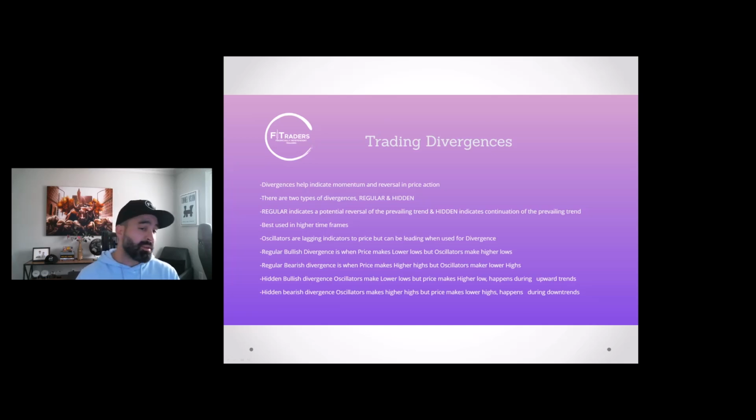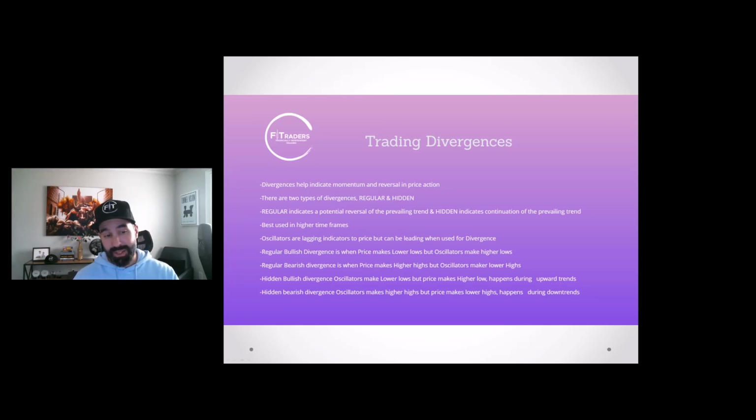Best to use higher time frames. I like hourly, 4-hour, daily, and if you get weekly, of course, but you have to allow that time frame to develop. Oscillators lag price. We know this, but when you're spotting divergences, you're looking for them to lead what price action is about to come. Regular bullish divergence. We're talking about regular divergences first, and then we'll talk about the hidden. Regular bullish divergence is when price makes lower lows, but the oscillator, so RSI, is making a higher low. We'll show some examples of that.